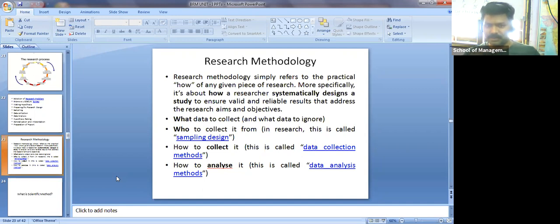So what is research methodology? It is how a researcher systematically designs a study to ensure valid and reliable results that address the research aims and objectives. Clear? Do you have any questions? If you have any questions, please ask me. Any questions? Respond at least yes or no. No, sir.